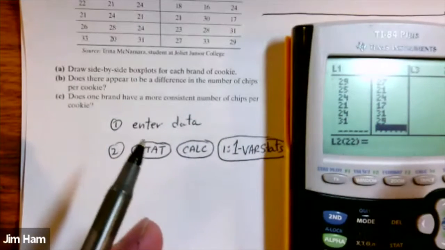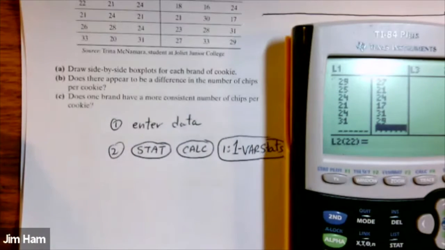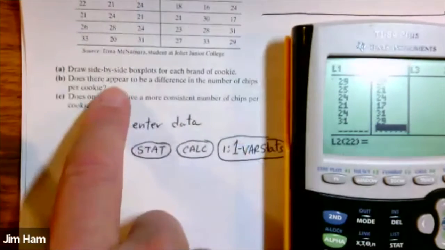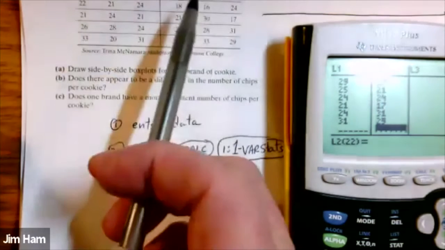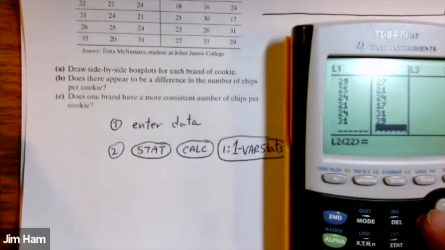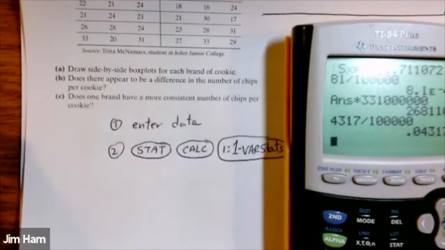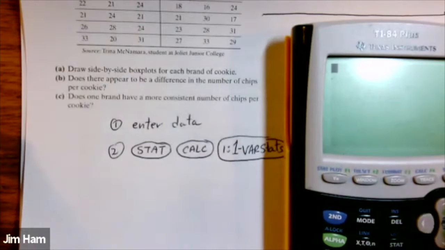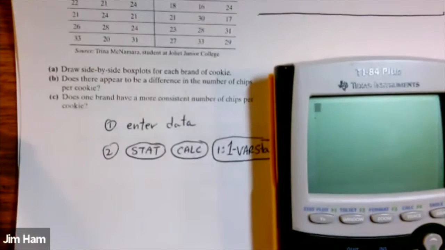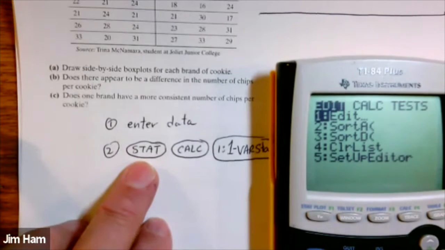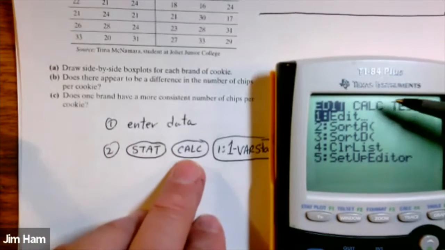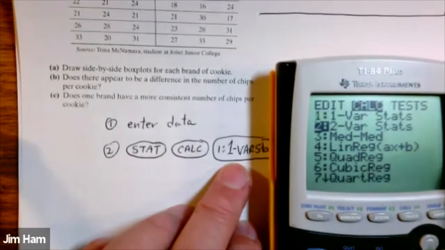All right, now we have 2 lists, so we're going to have to repeat this twice. So we'll write down the 5-number summary for the Keebler cookies, and then we'll write down the 5-number summary for the store brand cookies. And that means we have to run the one variable statistics command 2 different times, once for list 1 and then once for list 2. So this is what it would look like: stat, and then calc, and then one variable statistics, the first option there.